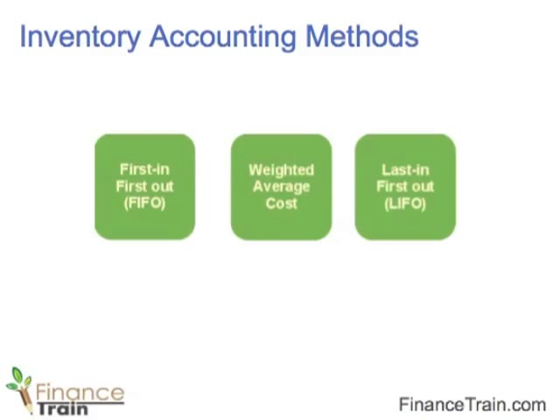Let's now take a look at the available accounting methods. The three inventory accounting methods are first in, first out, weighted average cost, and last in, first out. Let's take a closer look at each of these methods.